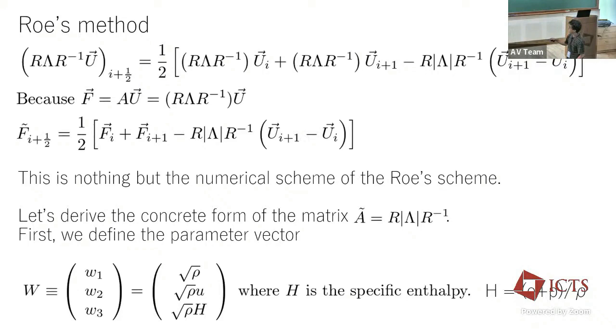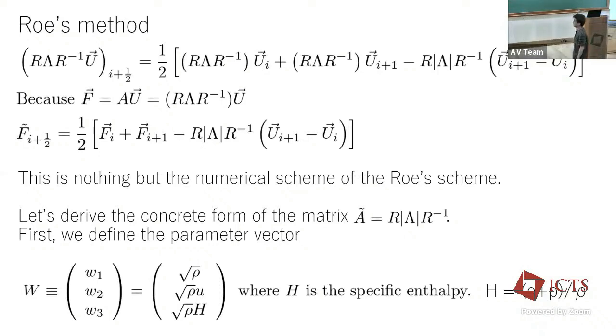The numerical flux at the interface should be given by the arithmetic average of the physical flux at i and i+1, plus some information from the characteristic speed. So this is nothing but the numerical scheme for the Roe scheme. I hope you understand why this scheme works by comparing with the scalar field case, right?